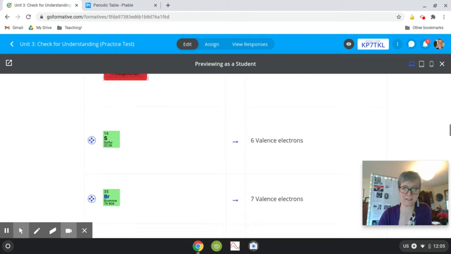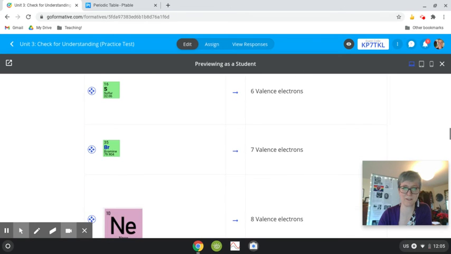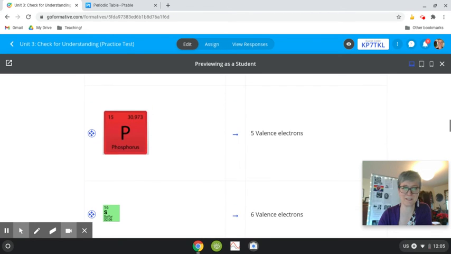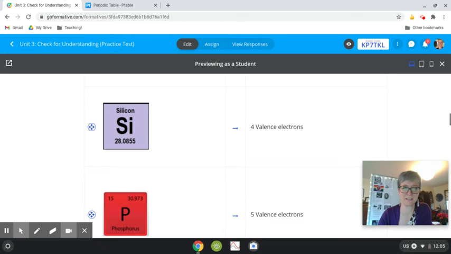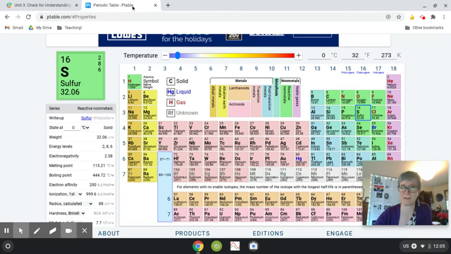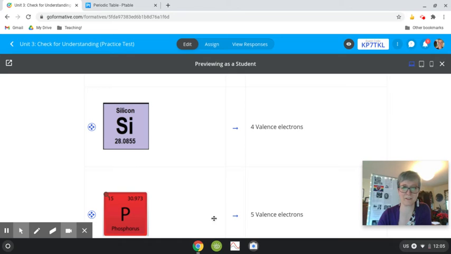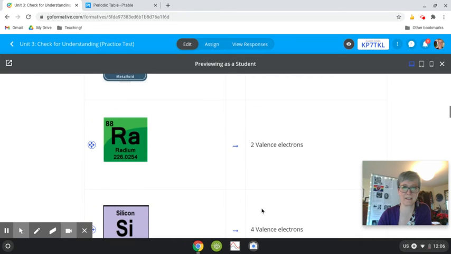All right. So we got 6 valence electrons, 7 valence electrons. Here we have phosphorus. I'm going to check for phosphorus. We haven't had phosphorus yet. Phosphorus is going to be in group 15. I mean, it has 5 valence electrons. We have 5 valence electrons.